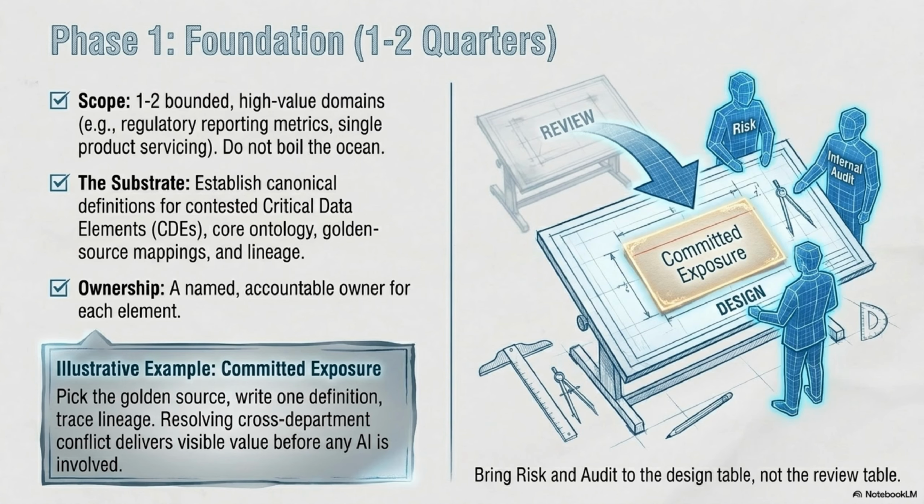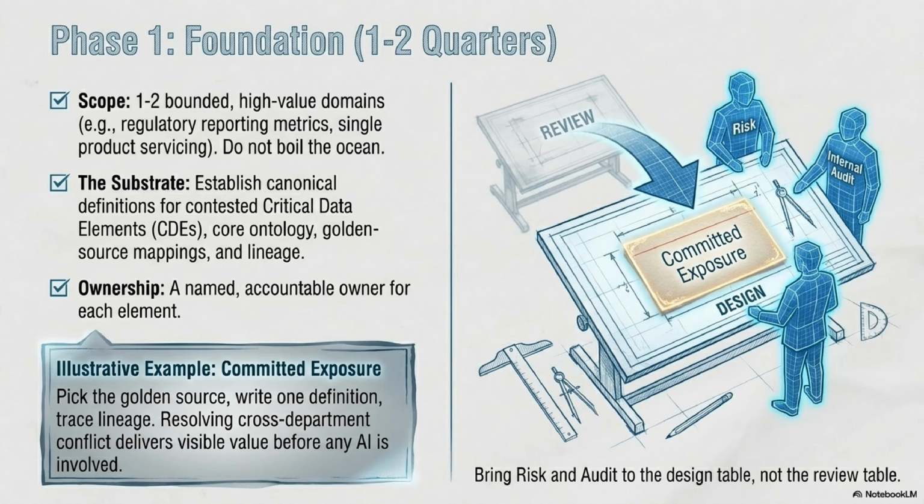Phase 1, Foundation. 1 to 2 quarters. Don't boil the ocean. Pick 1 or 2 domains that are both high value and well-bounded. Regulatory reporting metrics. The servicing operations for a single product, something with edges you can see. Inside that domain, establish the substrate. Canonical definitions for the contested critical data elements, the ones 2 teams define differently. The core ontology linking customers, accounts, and transactions. Golden source mappings with lineage. And a named accountable owner for each.